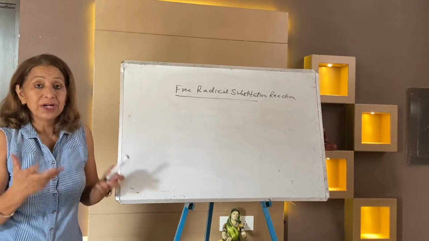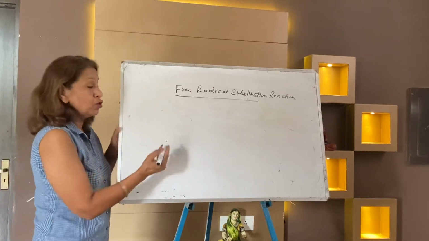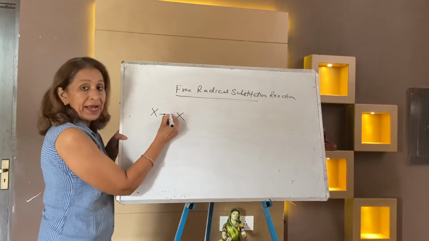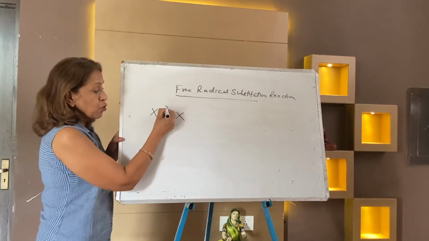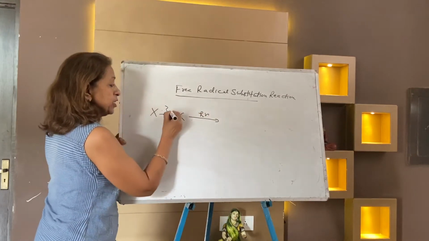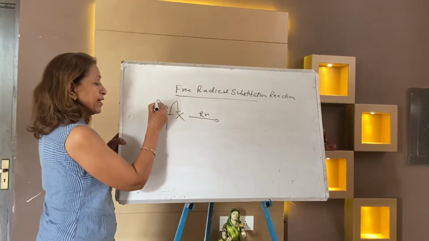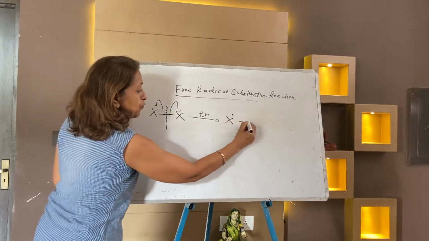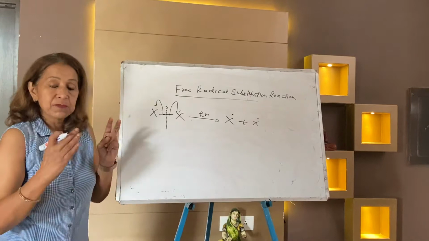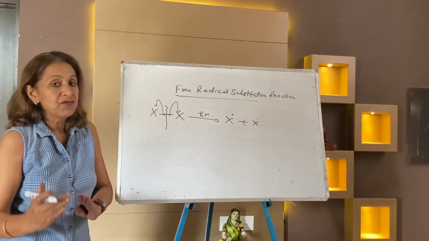By homolytic cleavage. I'm going to show that I have the halogen X2 and these are the 2 electrons in a bond, and homolytic cleavage takes place in the presence of sunlight. Each electron shifts to an individual atom. It leads to the formation of free radicals. So this is free radical formation by homolytic cleavage.